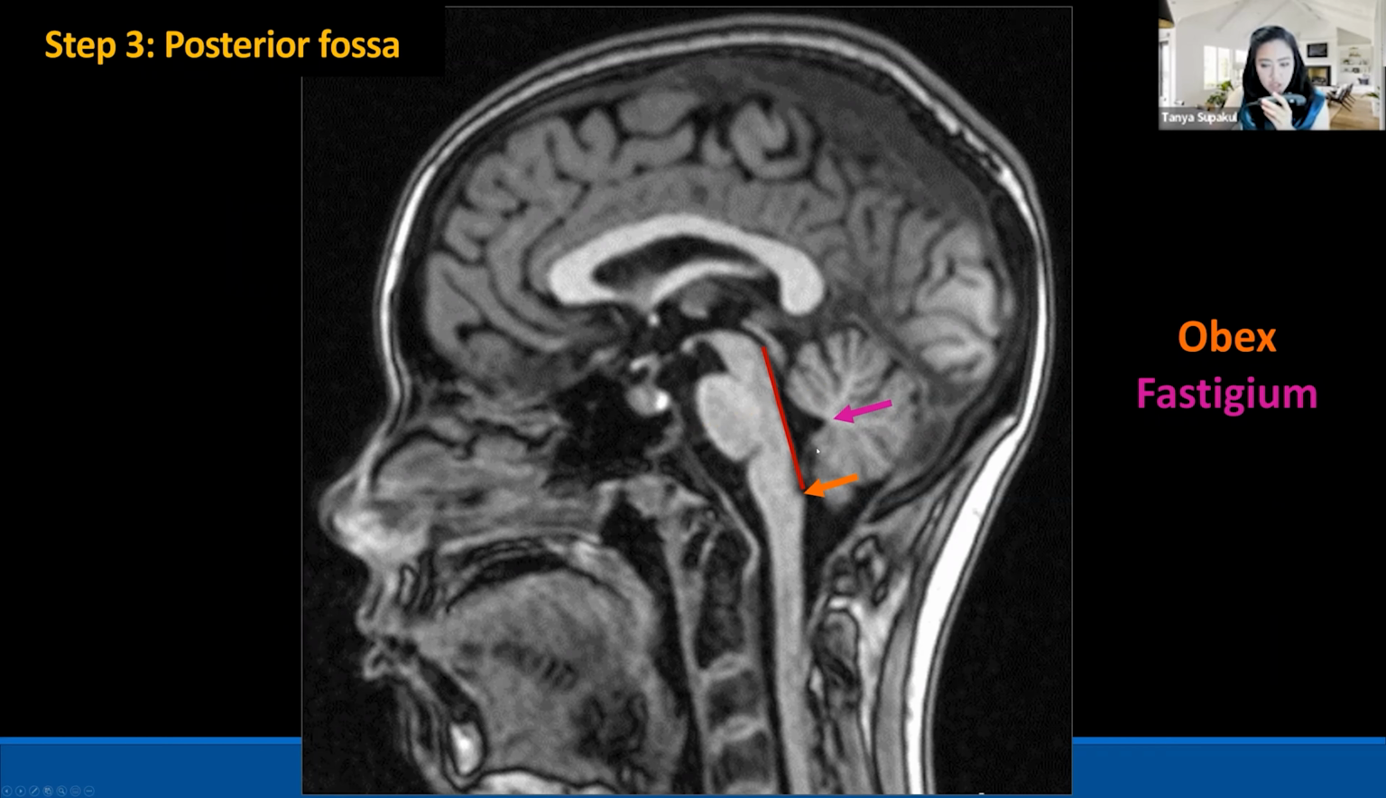That is the normal position of the fastigium. And then if you draw another line at the fastigium, perpendicular to the red line, that will divide the posterior fossa, or the cerebellar hemisphere, into about 48% and 52%. The easiest way to remember is 50-50.